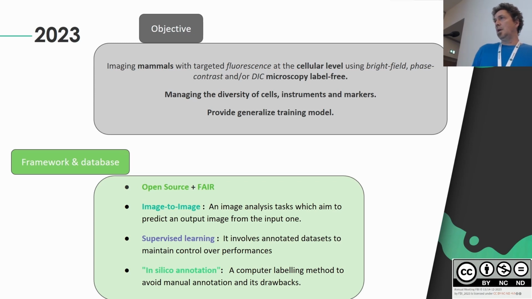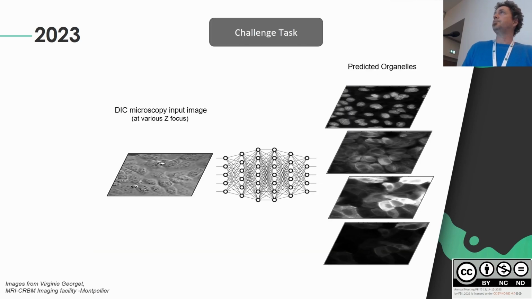So here we did this framework of the challenge. What is the task of the challenge now? The purpose is, from one 2D image done by DIC, bright field, or phase contrast, with various Z focus, which I will show you a bit later, to predict the 4 organelles, which are, I don't remember exactly, nucleus, mitochondria, actin, and maybe tubulin. So the idea was to be able, from one 2D image, to predict these 4 channels automatically.